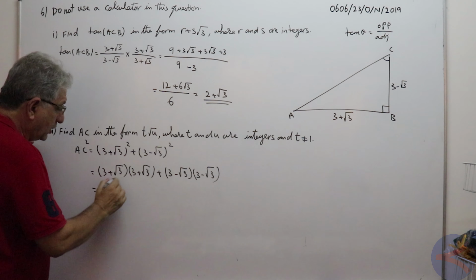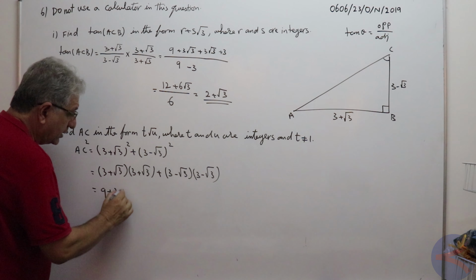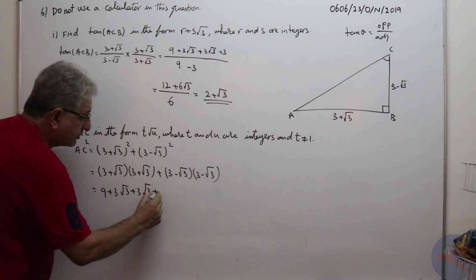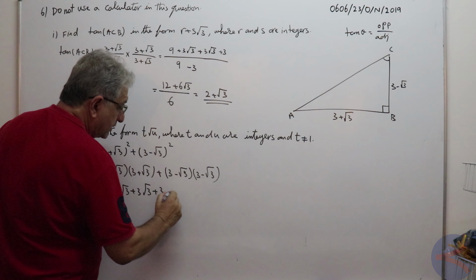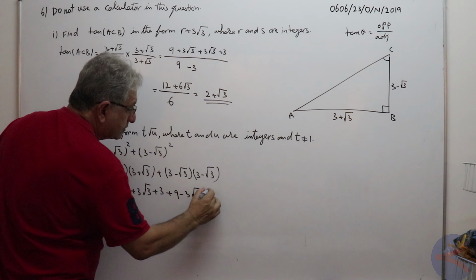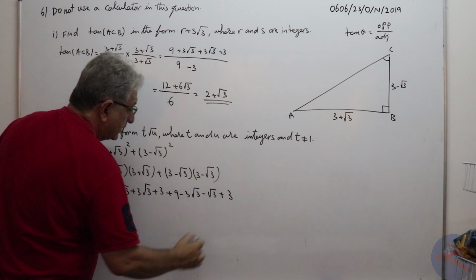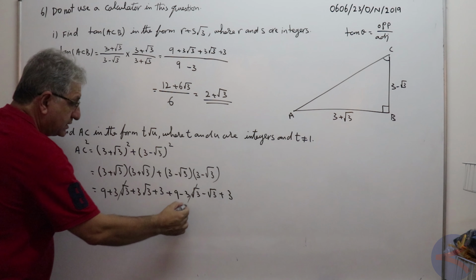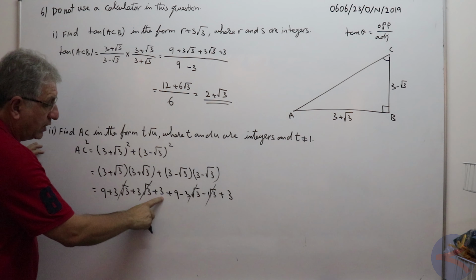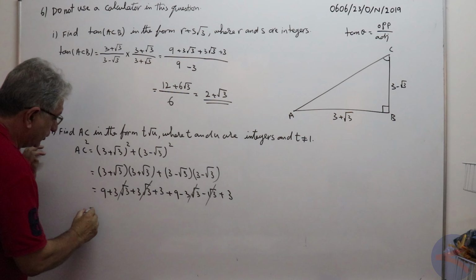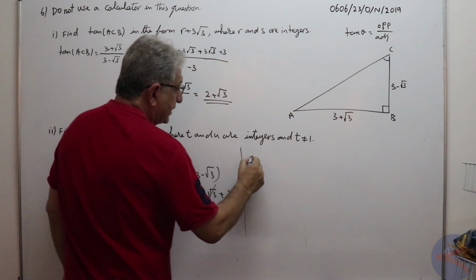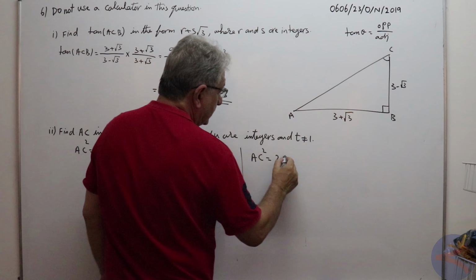So if you expand this, you are going to get 9 plus 3 square root of 3, plus 3 square root of 3 plus 3. If you are expanding this, you are going to get 9, and here you are going to get minus 3 square root of 3 minus 3 square root of 3 plus 3 again. Now you can see this cancels this, and this cancels this. You are going to get 12, and 12 here also, you are going to get 24. Now, what we have got is that AC square is equal to 24.